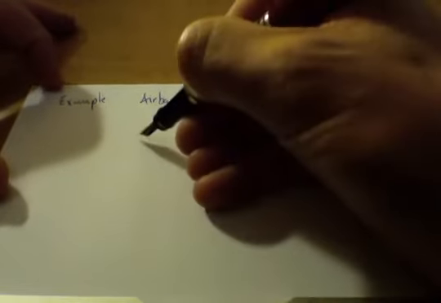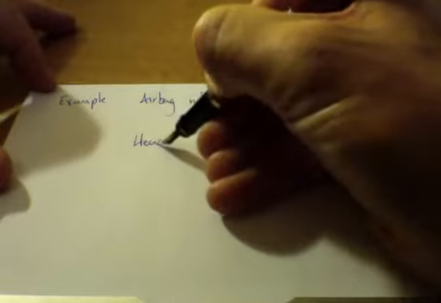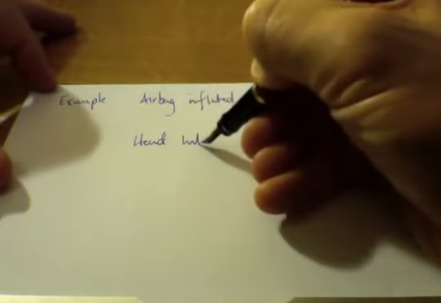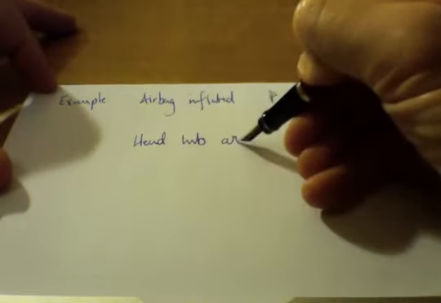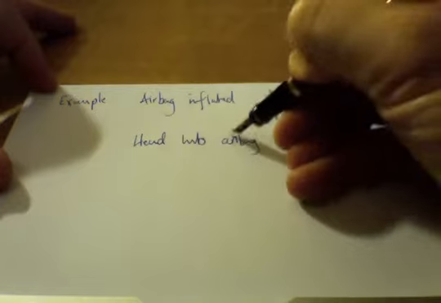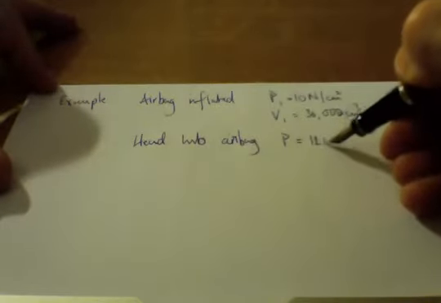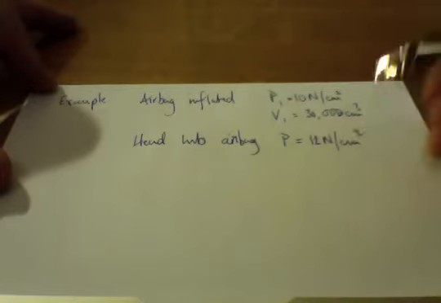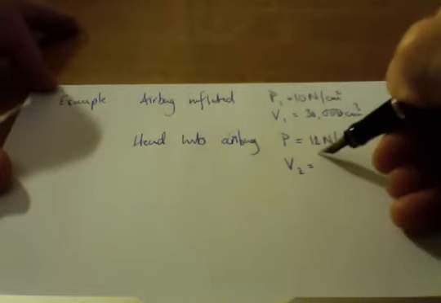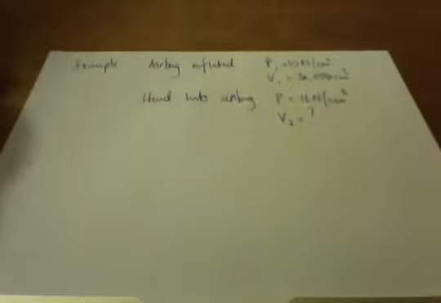Now, let's imagine the head hits the airbag. The pressure will increase to 12 newtons per centimetre squared. What's the new volume? If you think you know, hit pause. Otherwise, here comes the answer.